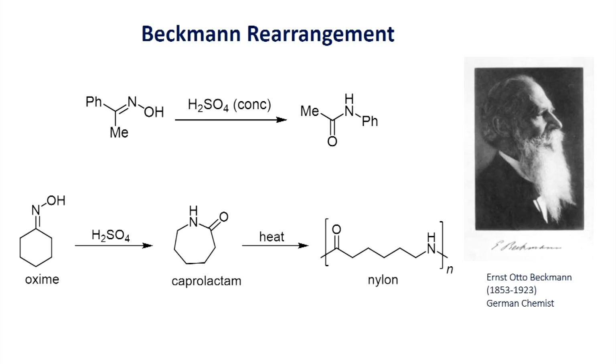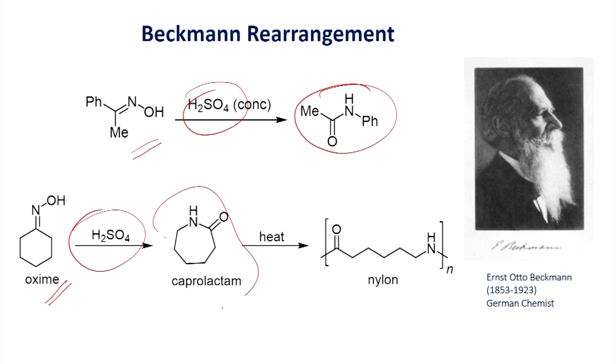Now, let us go to the Beckmann rearrangement, where the oxime is shown here. An oxime undergoes rearrangement in the presence of acid to give the amide as the product. This reaction has wide application. For example, if you have this oxime and react it with sulfuric acid, you will be able to form caprolactam, which is the precursor to make nylon, and when you heat it, you will be able to make nylon.